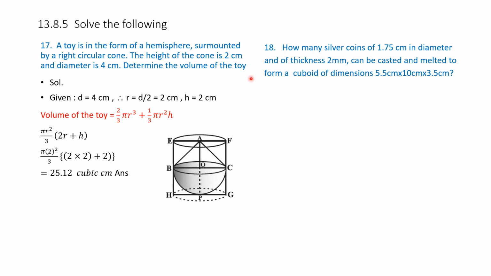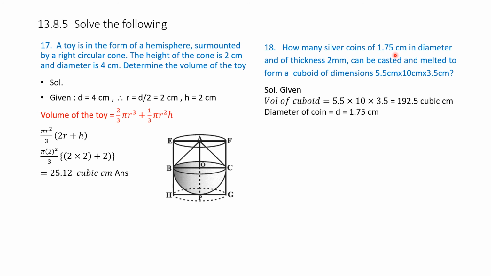Problem number 18. How many silver coins of 1.75 cm in diameter and thickness 2 mm can be casted and melted to form a cuboid of dimensions 5.5 cm by 10 cm by 3.5 cm? Here, we have to melt coins to make a cuboid of dimensions 5.5 into 10 into 3.5 centimeter cube. Given volume of the cuboid is 5.5 into 10 into 3.5, that is equal to 192.5 cubic centimeter.